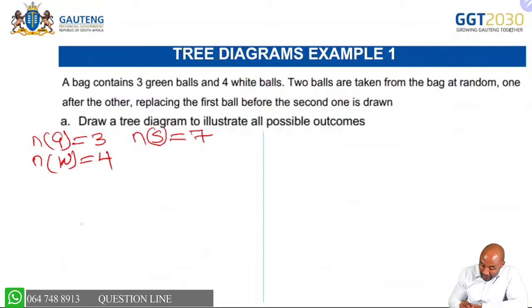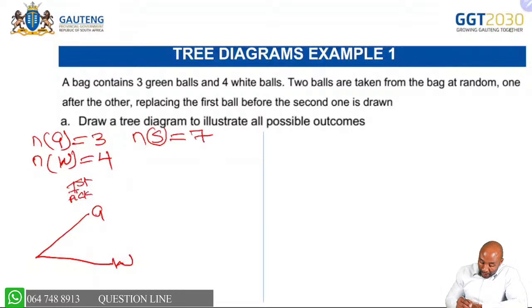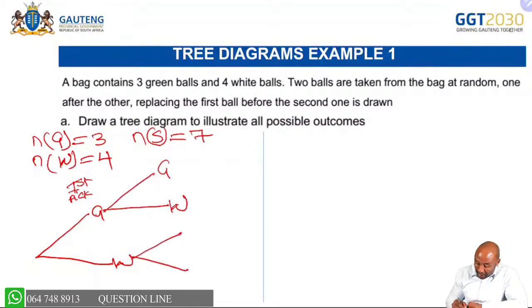Now, to draw our tree diagram, quickly we will have our outcome can be green or white. This is the first pick or draw. If the first outcome was green, the second one can still be green or it can be white. Check how I'm doing the branches. If the first one was white, I can still get a second one as green, or the second one can still be white. That's our second pick or draw.